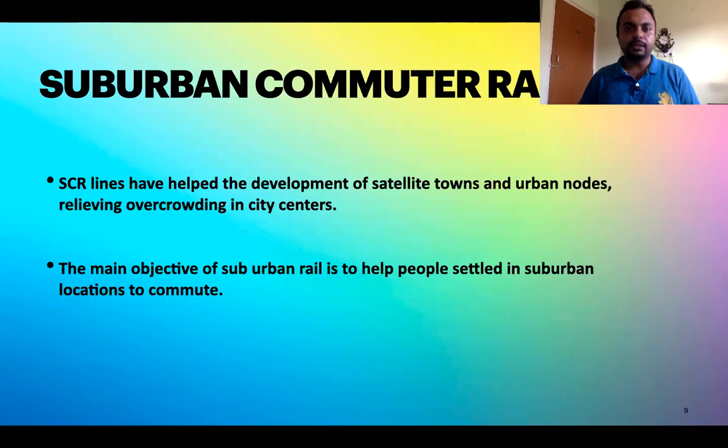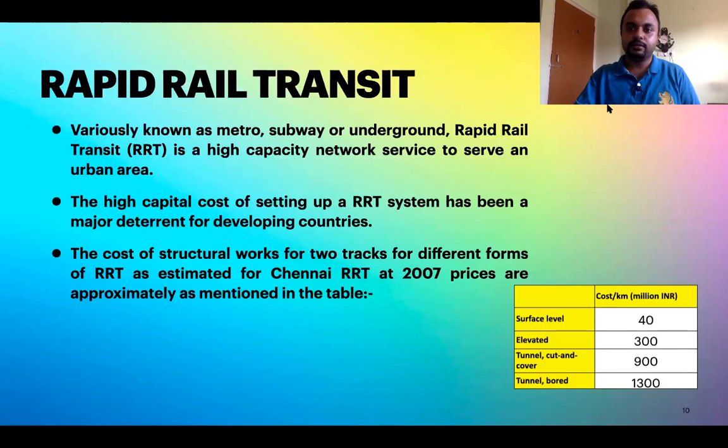These suburban commuter lines have helped the development of satellite towns and urban nodes, relieving overcrowding in the city center. The main objective of suburban rail is to help people settled in suburban locations to commute. So those people who are settled in suburban regions can easily commute using these suburban commuter rails.